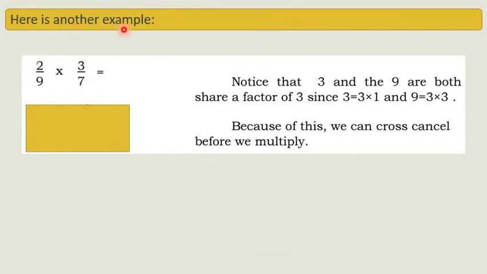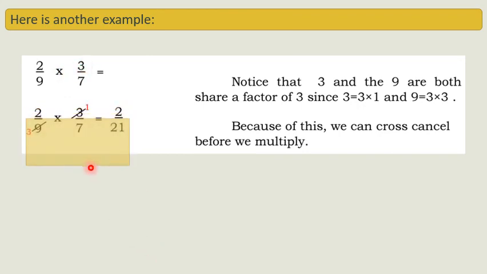So, here is another example. So, we have 2/9 times 3/7. So, tingnan nyo ulit yung numerator ng isa at denominator ng kabila. So, since ang 2 at 7 ay walang common factor, so wala siya. How about 9 and 3? So, ang 9 and 3 po ay pwedeng i-divide sa 3.